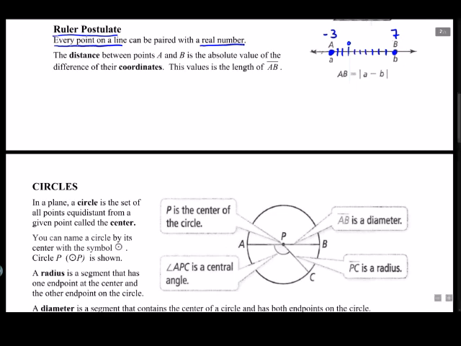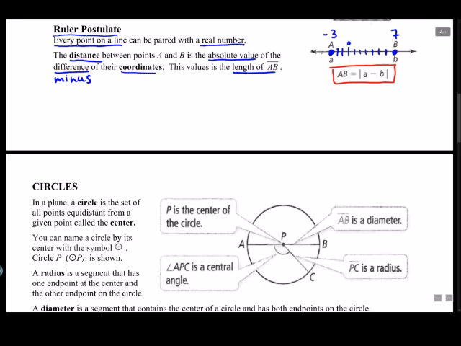What the ruler postulate allows us to do is to find the distance between these 2 points is the absolute value of the difference of the coordinates. And what does difference mean? Difference means subtraction. We are going to minus those. This will give us the length of segment AB. So we have a formula here. The length of AB, remember that's how that's read, is the absolute value of the value of coordinate A minus the value of coordinate B.